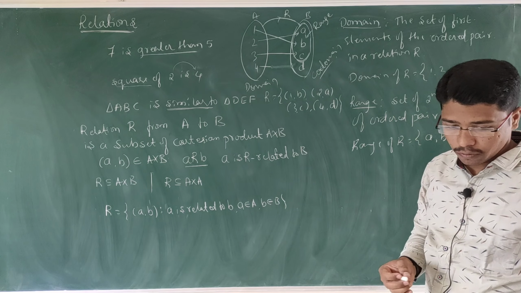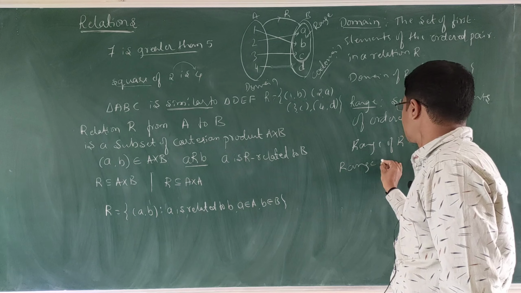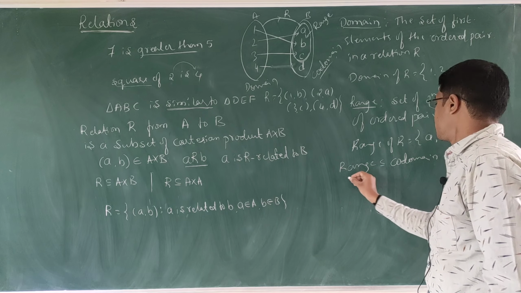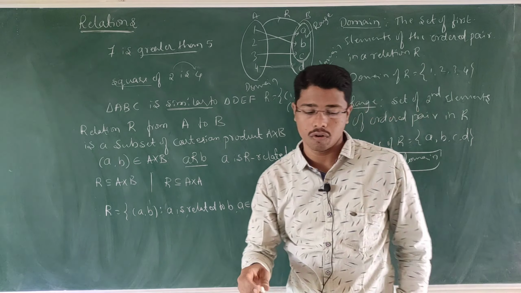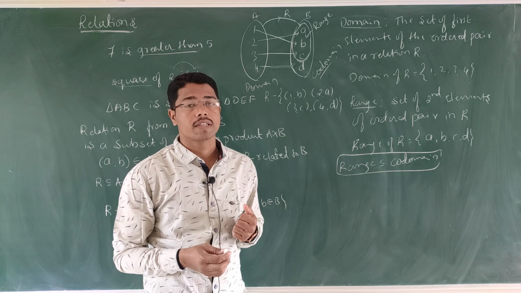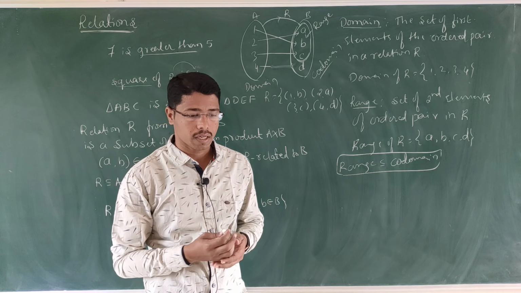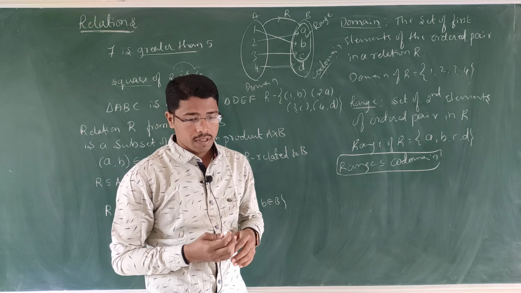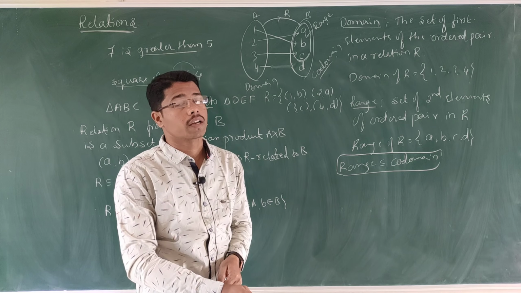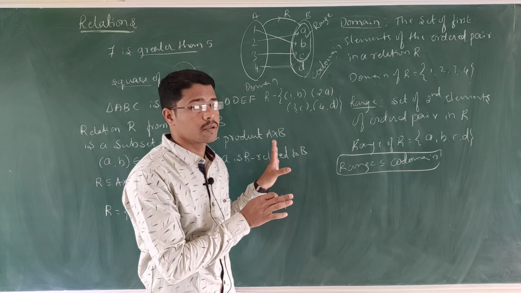Okay, so it means range is a subset of the codomain. Range is always a subset of the codomain. Relation is always represented in a roster form or set builder form, and an arrow diagram is a visual representation of the relation. So these are the basic definitions of the relation.